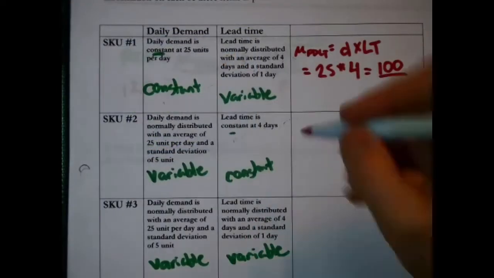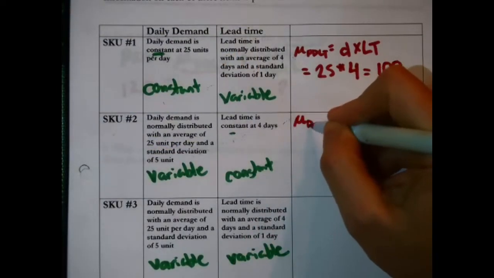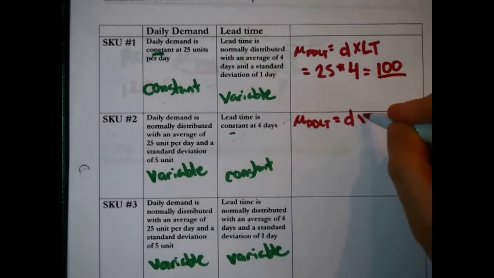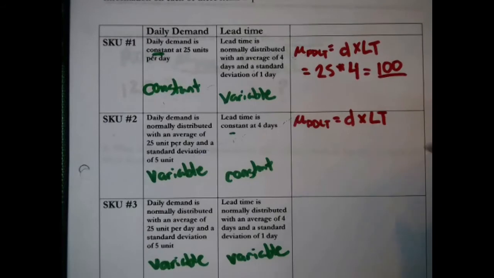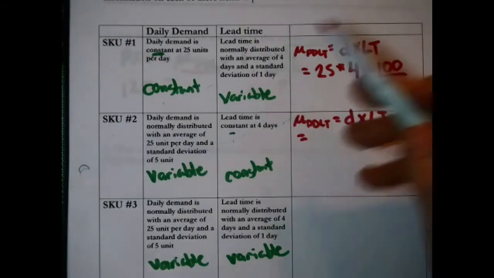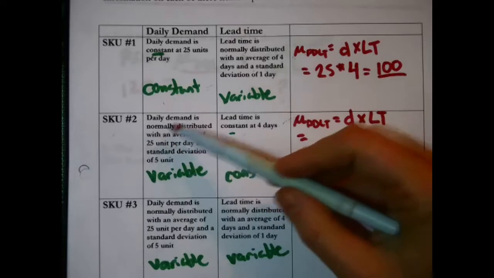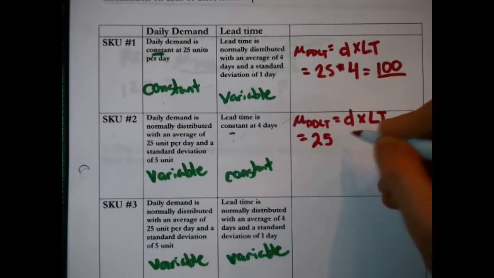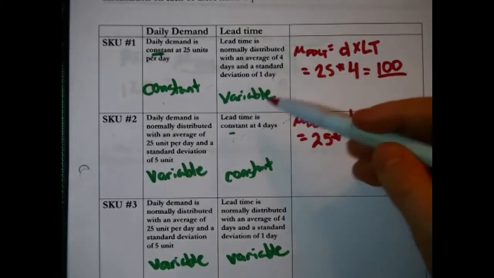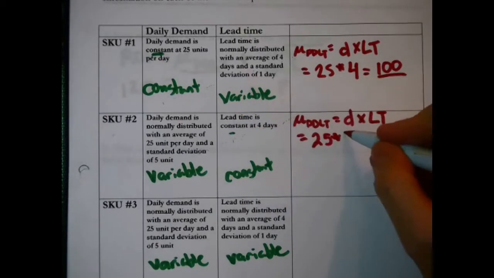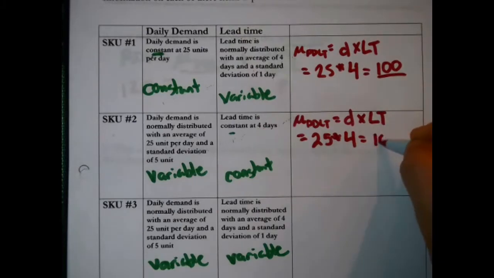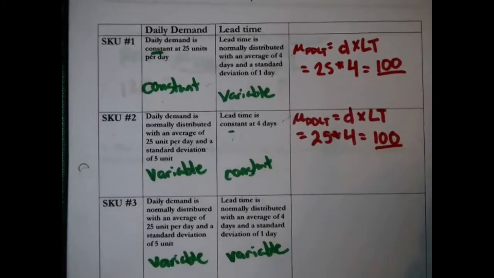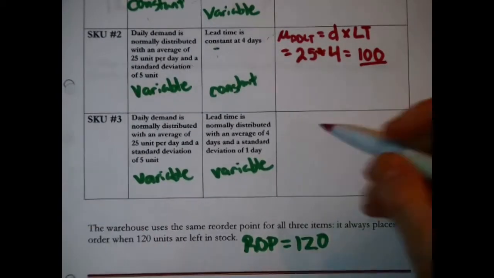Okay, SKU2, average demand during lead time. Well, it's all about what do you need each day times how many days do you have to wait. So, in the case of SKU2, daily demand is normally distributed with an average of 25 units a day. So on average, you need 25 units a day. And what's going on with lead time? Lead time is constant here at 4 days. Oh, okay. So SKU1 and SKU2, they both have the same average demand during lead time. On average, in both cases, we need 100.